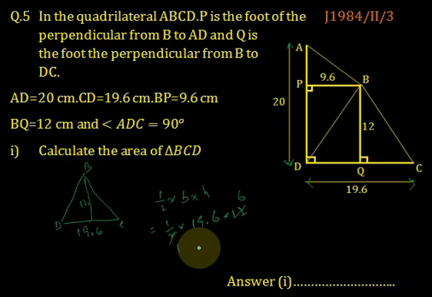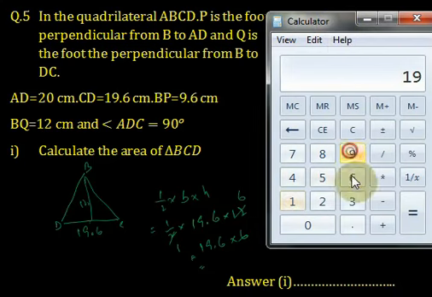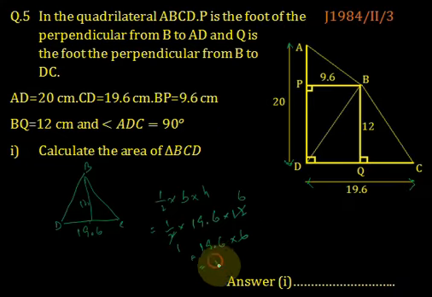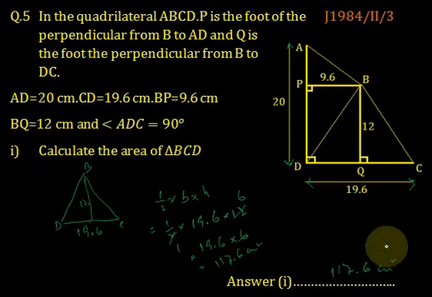So remaining is 19.6 multiplied by 6. Since it is a paper 2 question, we can use a calculator here. 19.6 multiplied by 6 is equal to 117.6 centimeter square. So the answer is 117.6 centimeter square. Now move to part B.